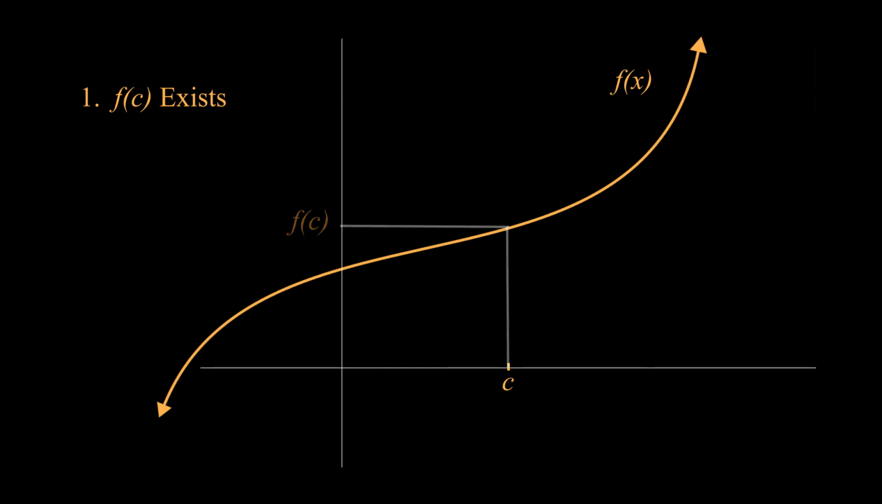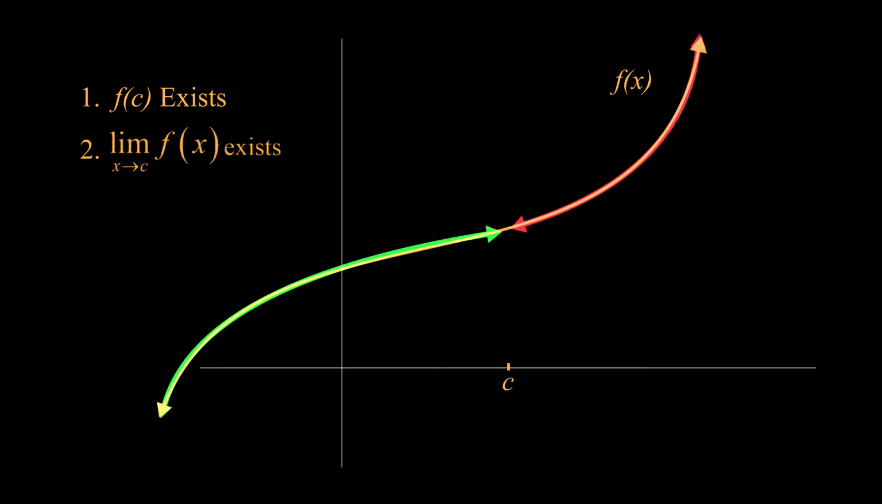The second condition: the limit exists. So if you have the limit as x goes to c of f of x, that must exist. And finally, the third condition: if the limit as x goes to c of f of x is equal to f of c, then you have continuity at a point.